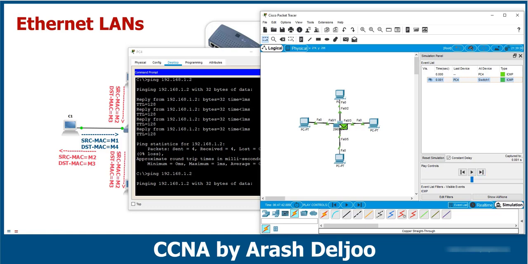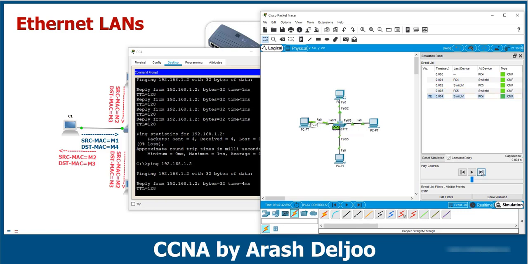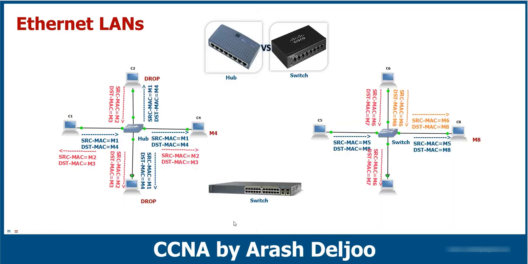Now look at here. The switch should forward the frame only to the destination. Look at here. It's okay. And when PC2 is answering, the traffic should go only to PC1. This is the efficiency of the switch. Because of that, we will use the switch in our networks.